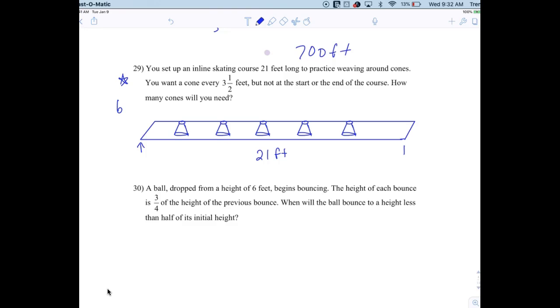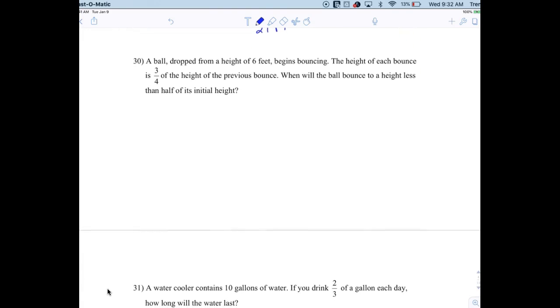All right? So here we go. It says a ball is dropped from a height of 6 feet, and it begins bouncing. The height of each bounce is 3/4 the height of the previous bounce. When will the ball bounce to a height less than half its original height? So how many bounces will that be?